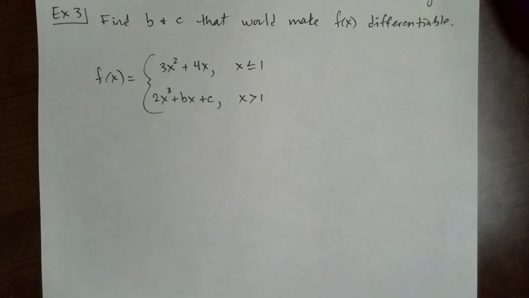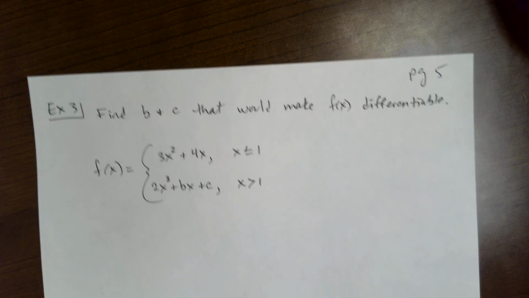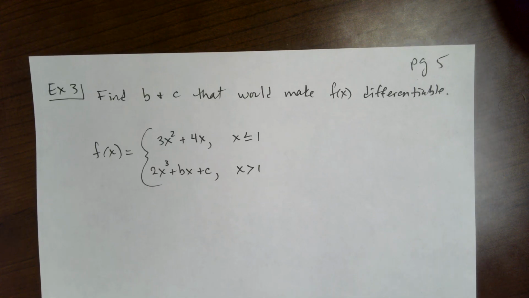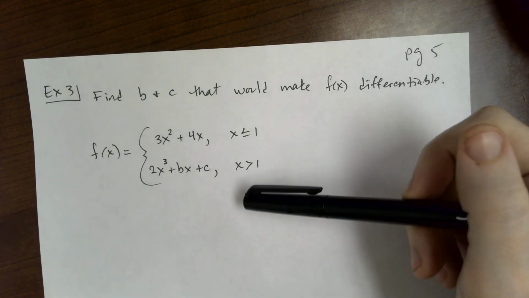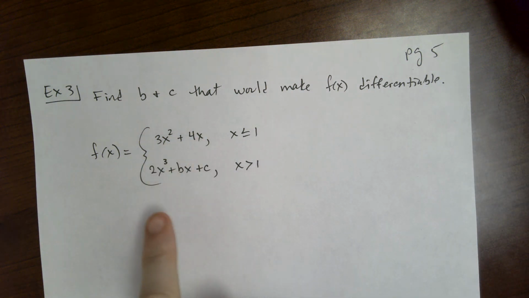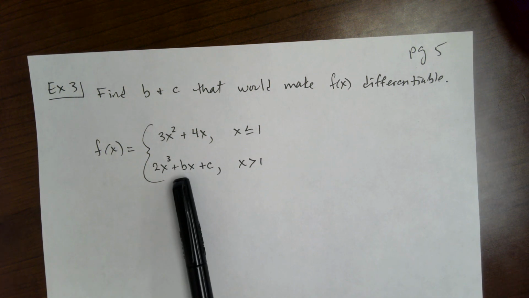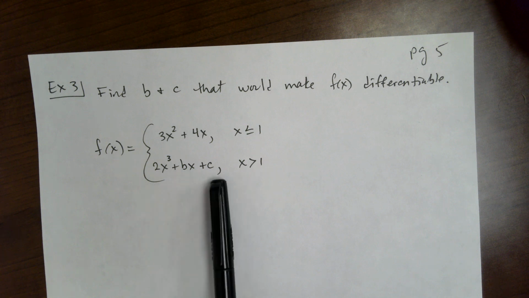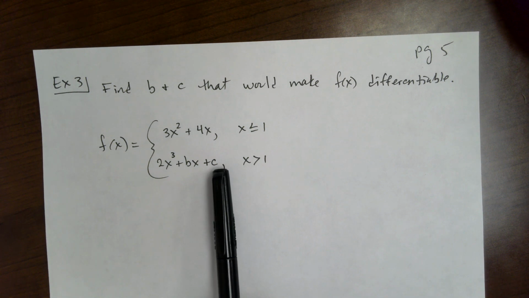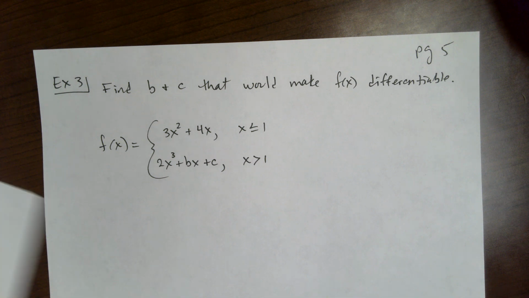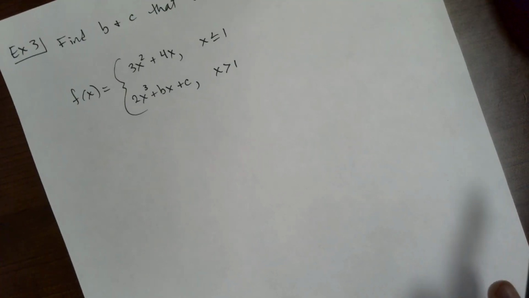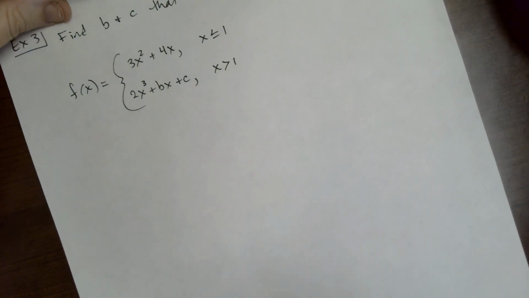All right, now we're going to move to the back and do this example. So find b and c that would make f of x differentiable. Okay, so we've got f of x is this piecewise function, and within this function here, we've got this coefficient b, and then this constant term c. And we have to find the values of them that would make this a continuous function. All right, so first, or a differentiable.